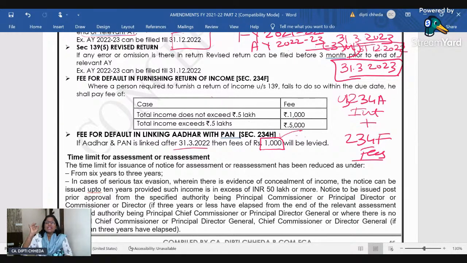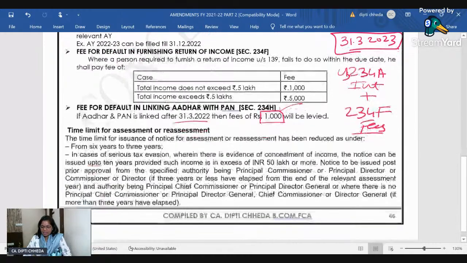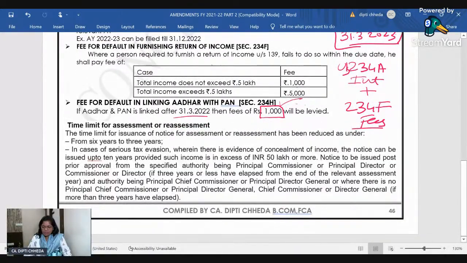Even if your tax is nil, you may be able to avoid 234A section interest. You cannot avoid 234F fee. So 234F fee बिल्कुल लगेगा. Up to 5 lakh total income, it is 1,000. Beyond 5 lakh, it is 5,000. Okay, right? And if you have not linked Aadhaar and all, then the penalty is 1,000, if you have not linked till 31st March 2022. Done.